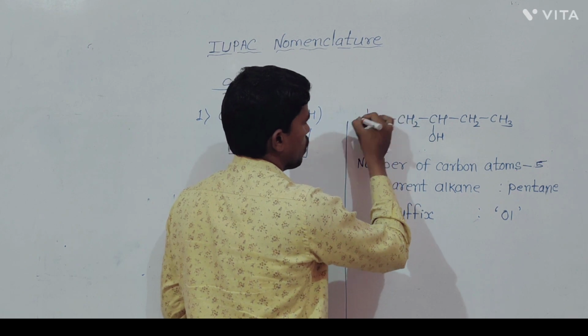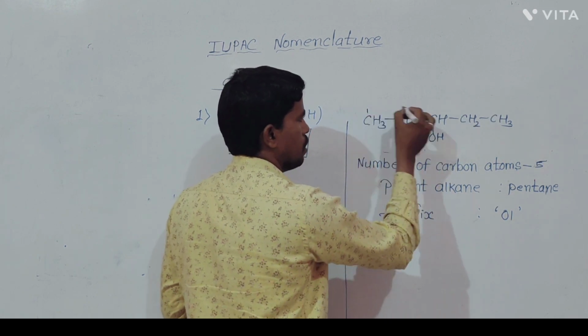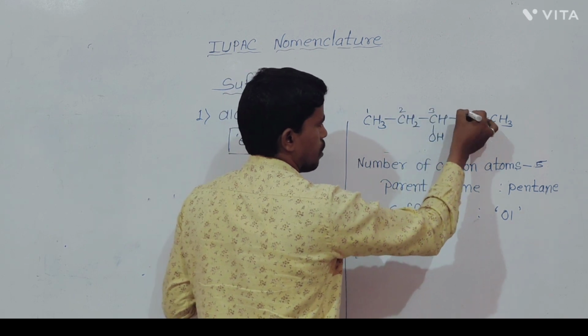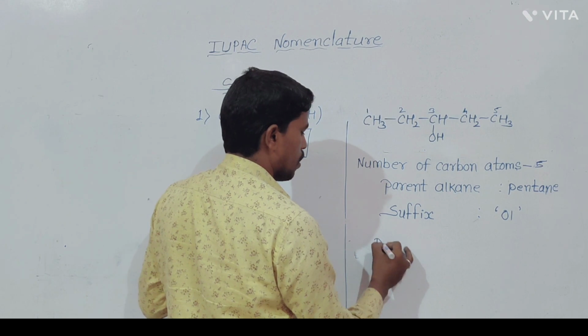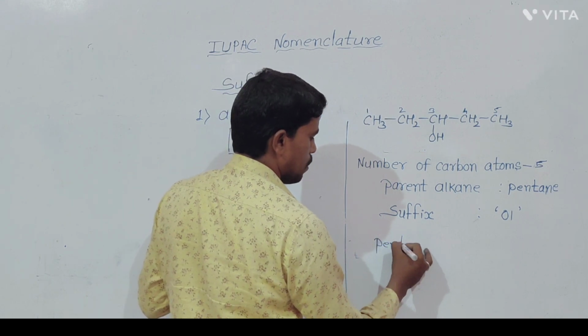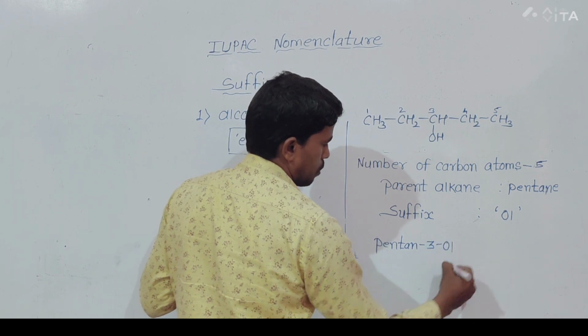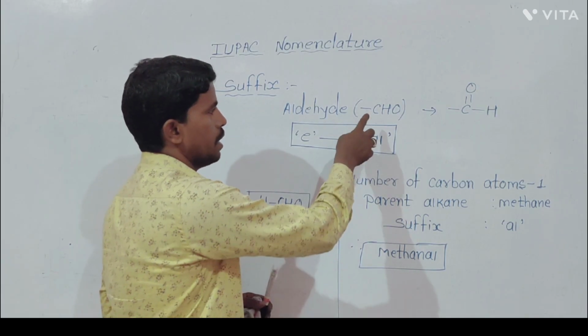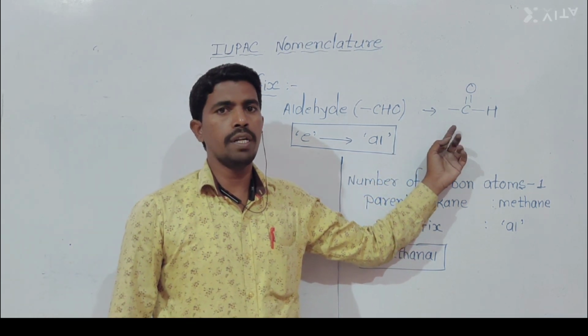Therefore we can start numbering from either side. This is the 1, this is the 2, 3, 4 and 5. Therefore the name of the given compound becomes pentan-3-ol.